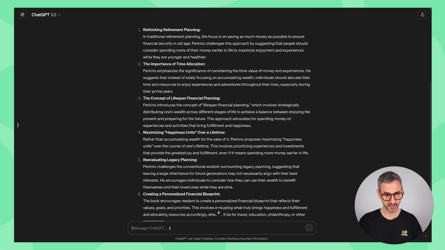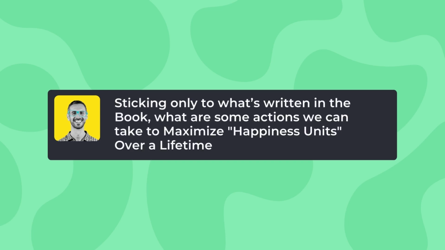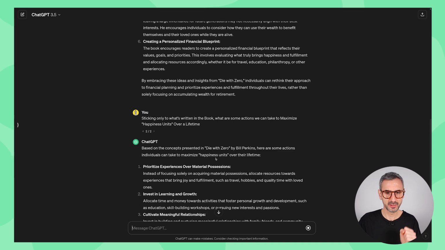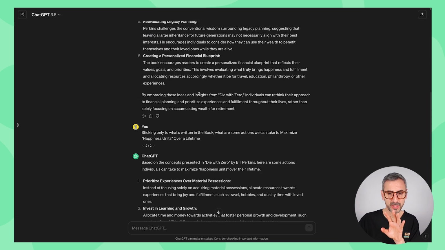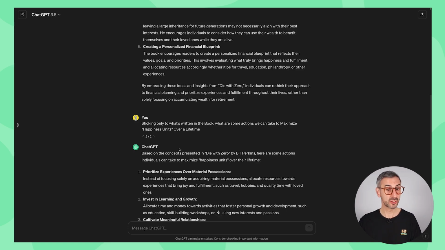This next prompt right here, let me show it to you. Sticking only to what's written in the book, what are some actions we can take to maximize happiness units over a lifetime? All right, so this prompt is basically trying to dig deeper on point number 4 from the previous answer right here, maximizing happiness units over a lifetime. If you're not completely clear what that means, I can try to force ChatGPT to use only the knowledge contained in the book, what's written in the book, to explain that to me.